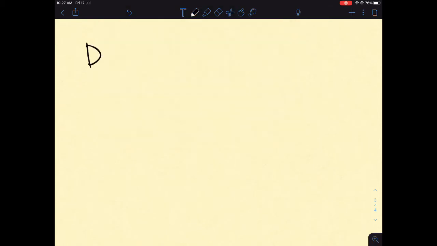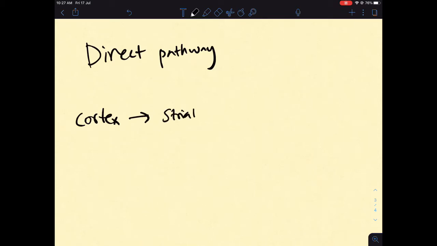The first is the direct pathway. The direct pathway is quite simple. It's like the pathway we just talked about. It's cortex to the striatum of the basal ganglia, to the globus pallidus interna and the pars reticularis of the substantia nigra, and they just go straight out to the thalamus. And what the thalamus does is actually increase signals for movement. So you have more movement if you have more signals out from the thalamus.